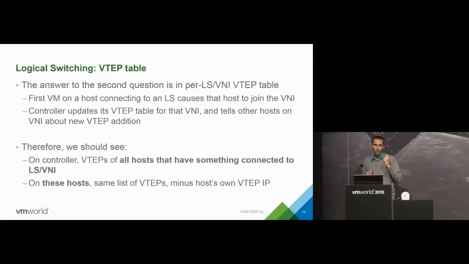So once that first VM on a host connects to a VNI, the host will inform the controller. If that host was not on the VNI before, so it doesn't know who else is on it, the controller will send it the list of who else is on that VNI and inform everyone else on that list about the new host joining.